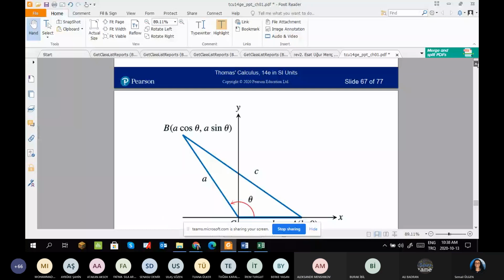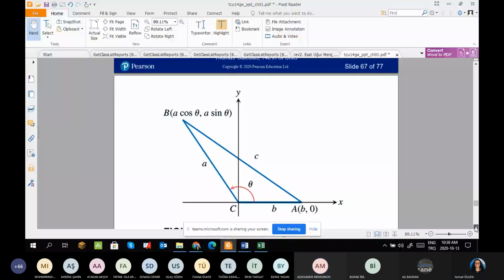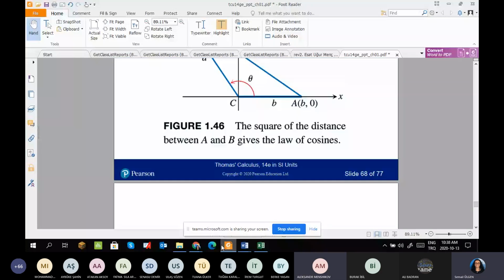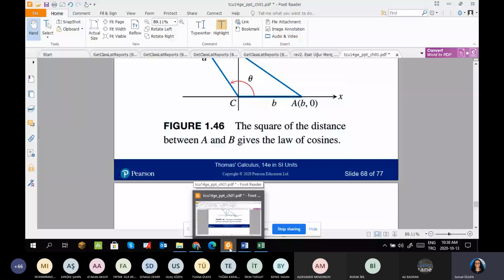Okay? Say it again. Was it cosinus formula? This is called law of cosines. Yeah, this is law of cosines. That's right. Remember right. Law of cosines. And then we have sine theta has this property.